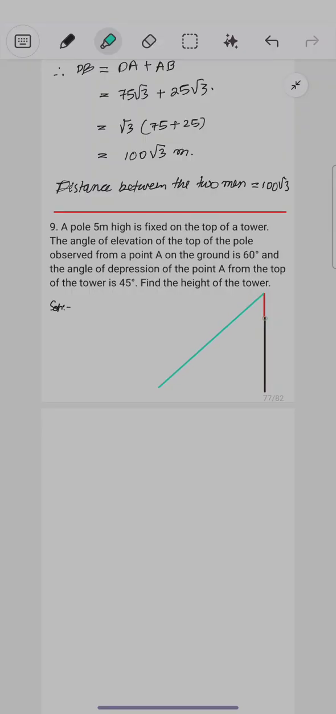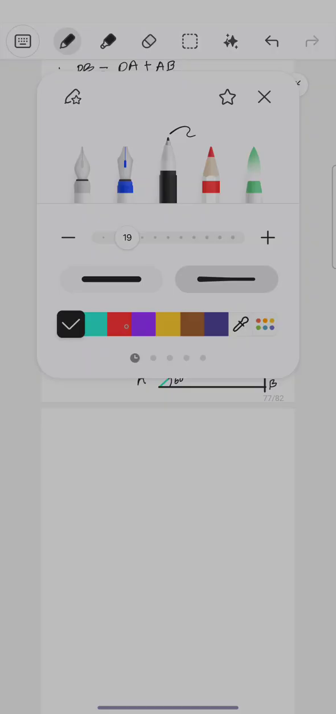The angle of elevation of the top of the tower from point A on the ground is 60 degrees, and the angle of depression of point A from the top of the tower to the top of the pole, let's say this is A, B, C, D.